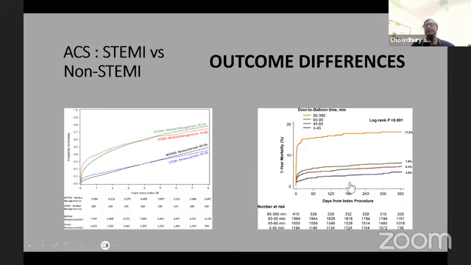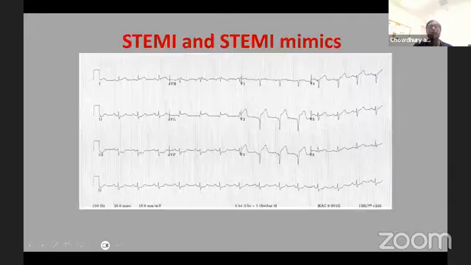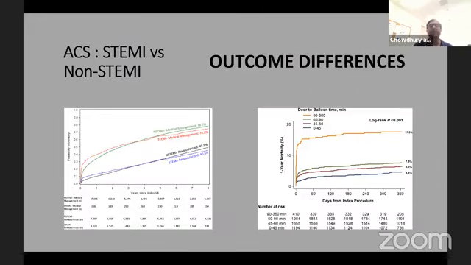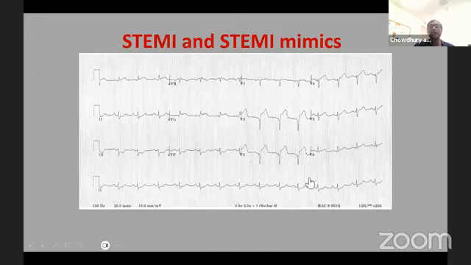And the next slide is about door to balloon time. Earlier is better, definitely. But we have logistic challenges. We may not be able to run the cath lab all the time. So we opt for lytics therapy, but we have to go for pharmacoinvasive and transfer the patients out as soon as possible to the primary PCI hospital. There may be logistic challenges and a lot of argument, but I'm talking about what is ideal. So, STEMI and STEMI mimics.